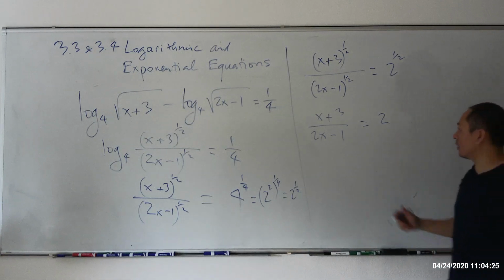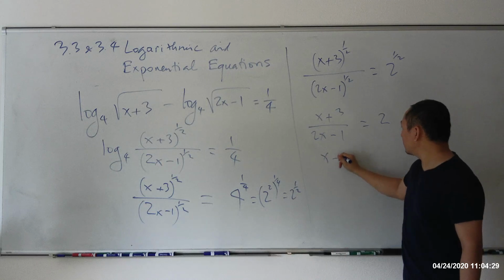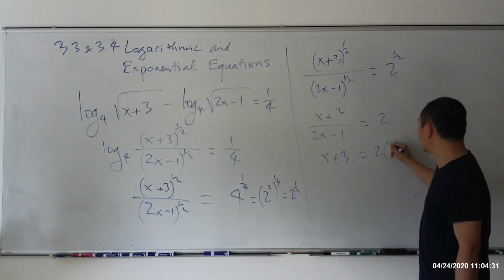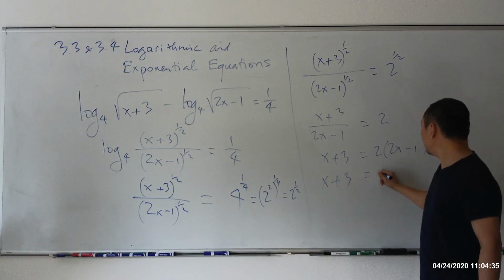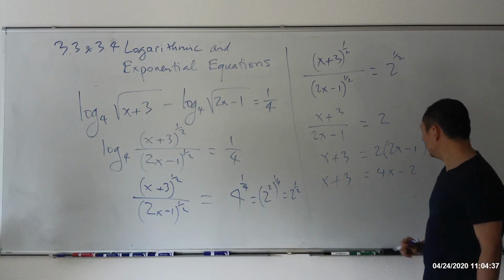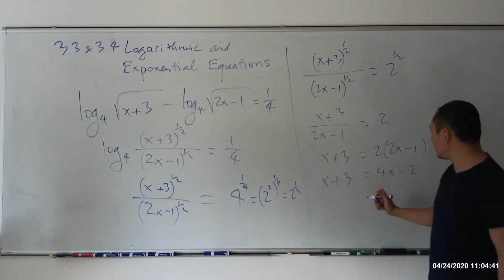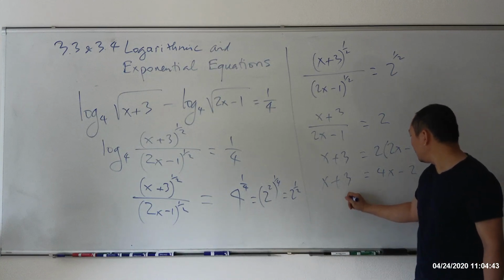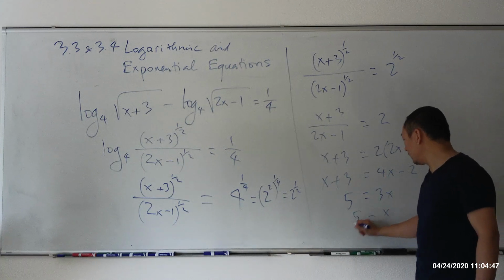And you know what to do from here? Multiply both sides by 2x minus 1. I got x plus 3 equal to 2 times 2x minus 1. x plus 3 equal to 4x minus 2. And combine the like terms in here, add the 2 on both sides, subtract the x on both sides. We got 5 is equal to 3x. So x equal to 5 over 3.